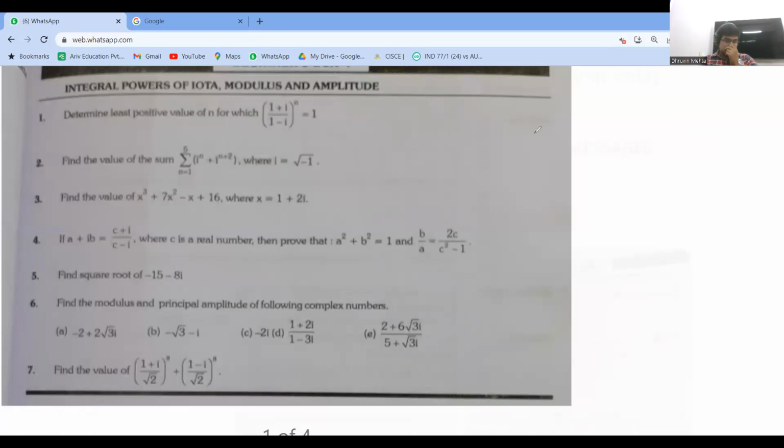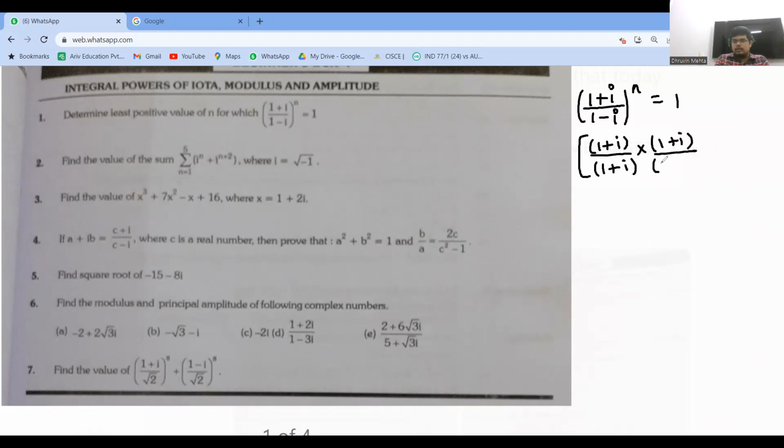So these are some basic sums. We have to first find the least positive value of n for which (1 plus i upon 1 minus i) raised to n is equal to 1. So tell me, Arush, what do you think we should do? We have 1 plus i upon 1 minus i. We'll multiply and divide by the conjugate, basically by 1 plus i. So start. You do this and tell me what you are getting.